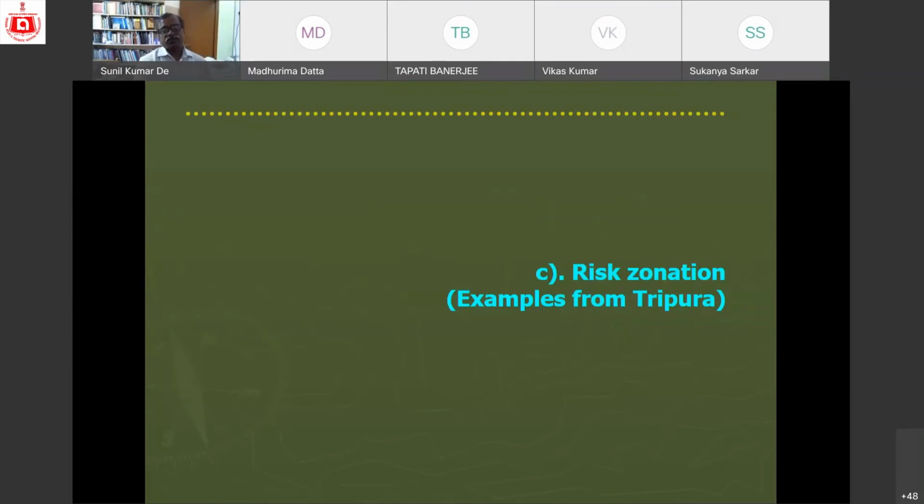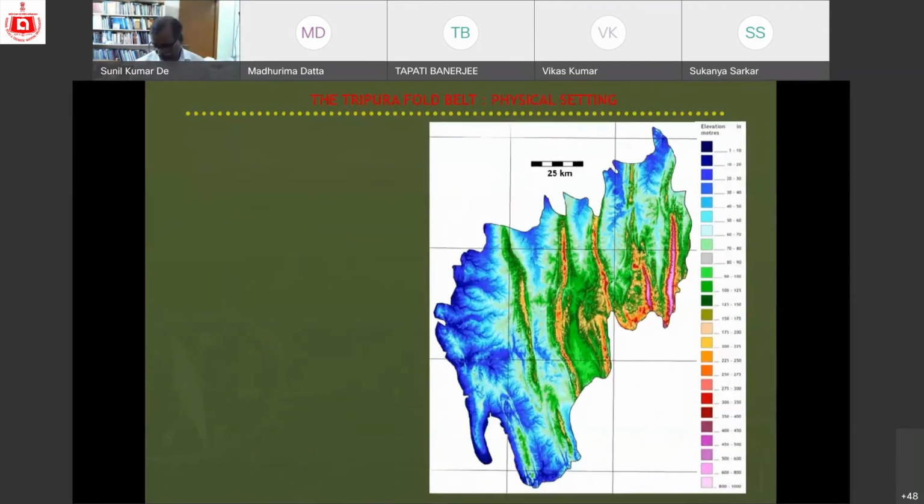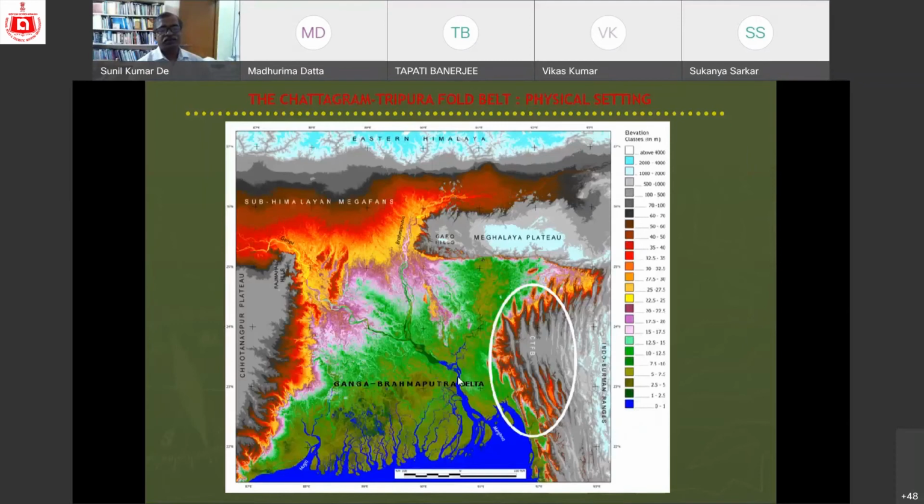Lastly, it is risk zonation. This is very important. And risk is not an easy task today, although the term seems very easy, but it is not so easy to do. Say this is from Tripura. I will show this one. This is CTFB, Chittagong to Tripura Fold Belt.